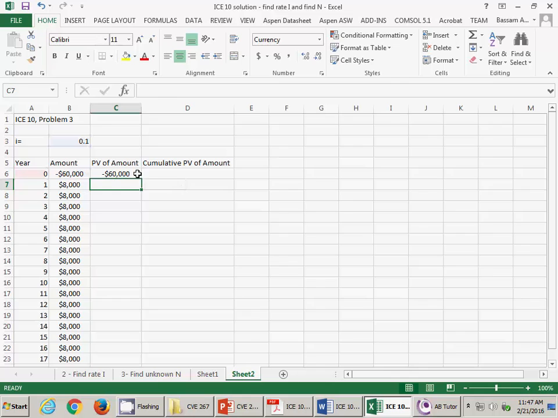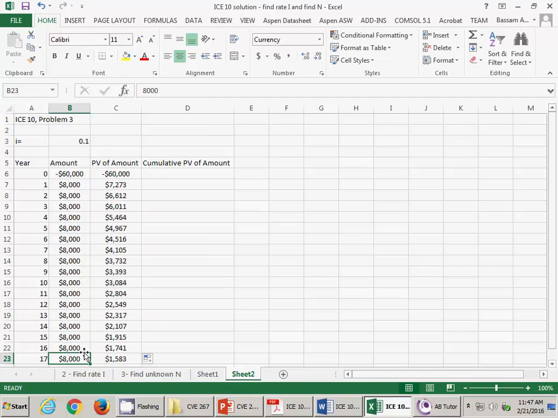Okay, so 60,000 in year 0 is worth 60,000. If I drag it down, what we should see is that 8,000 in year 17 isn't worth very much in today's terms. And that makes logical sense to us. We're discounting at 10%. That's a pretty high discount rate, so it means all the future money is worth very little in today's terms. So here's the last part. This is sort of the tricky spot.